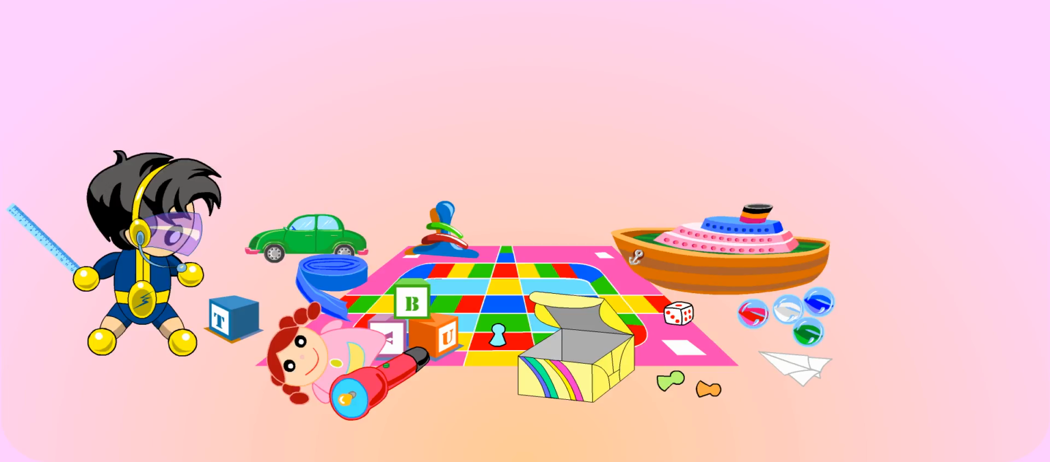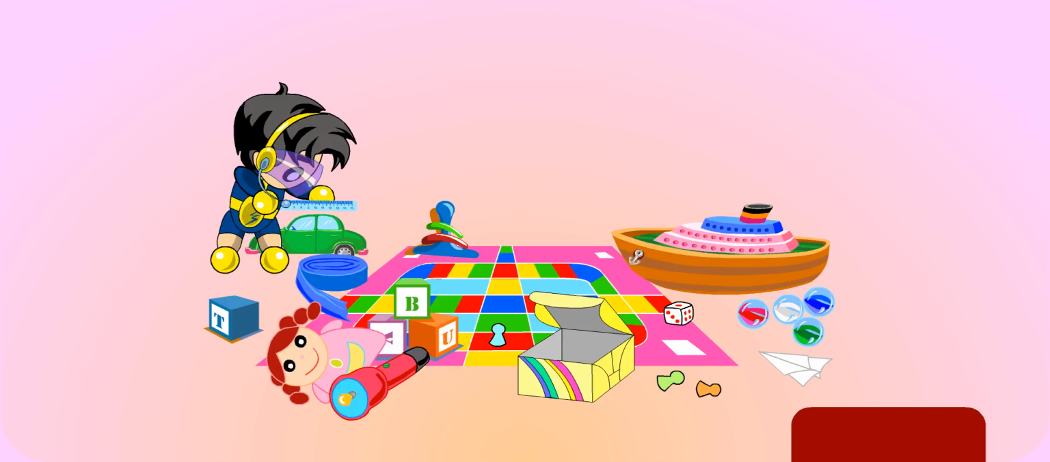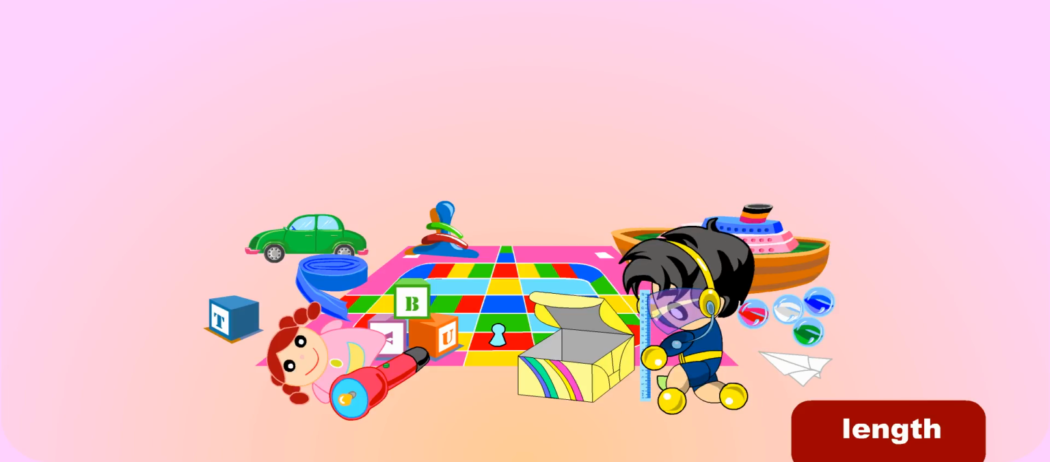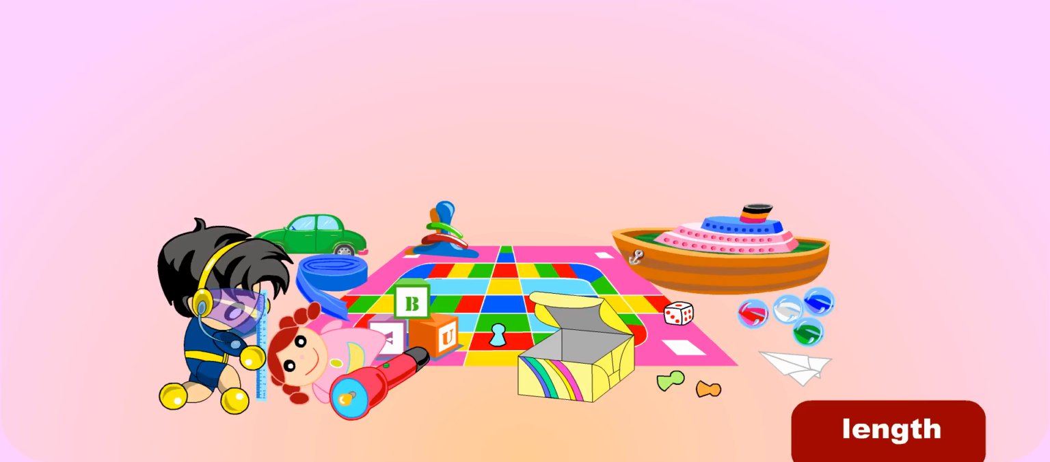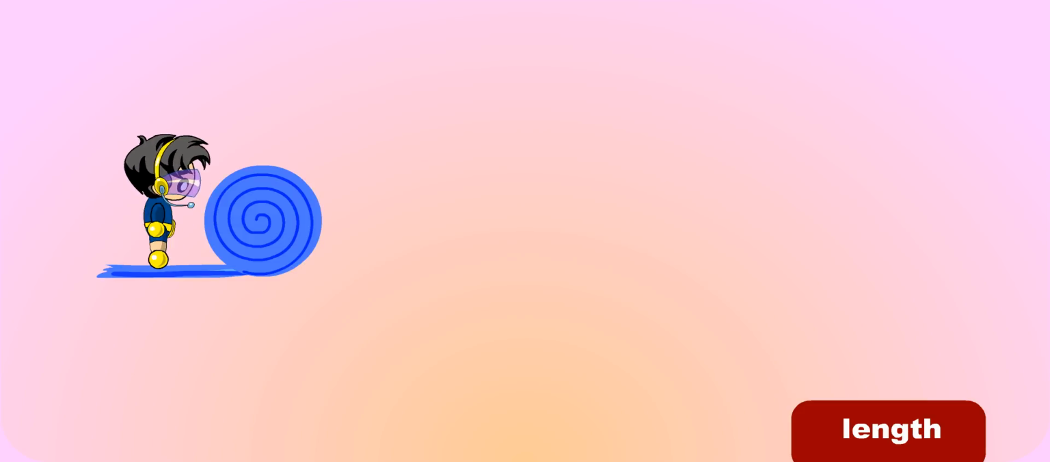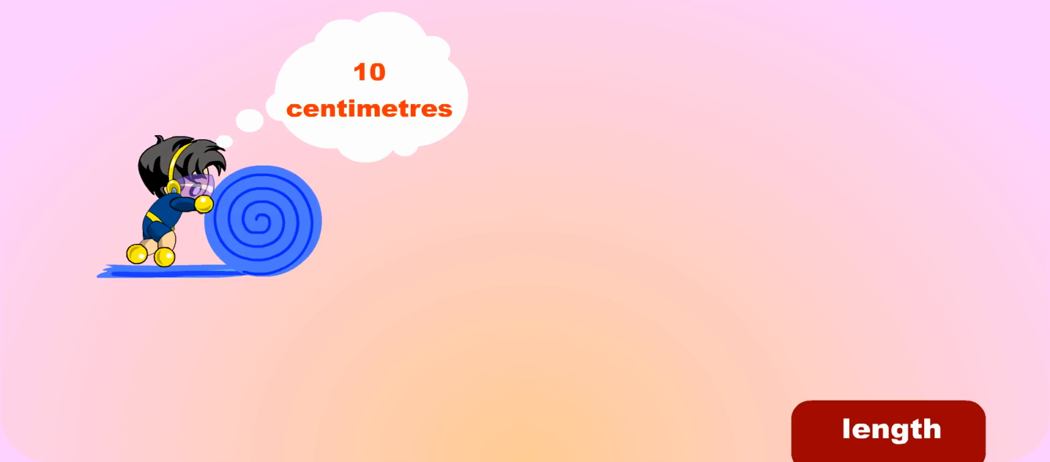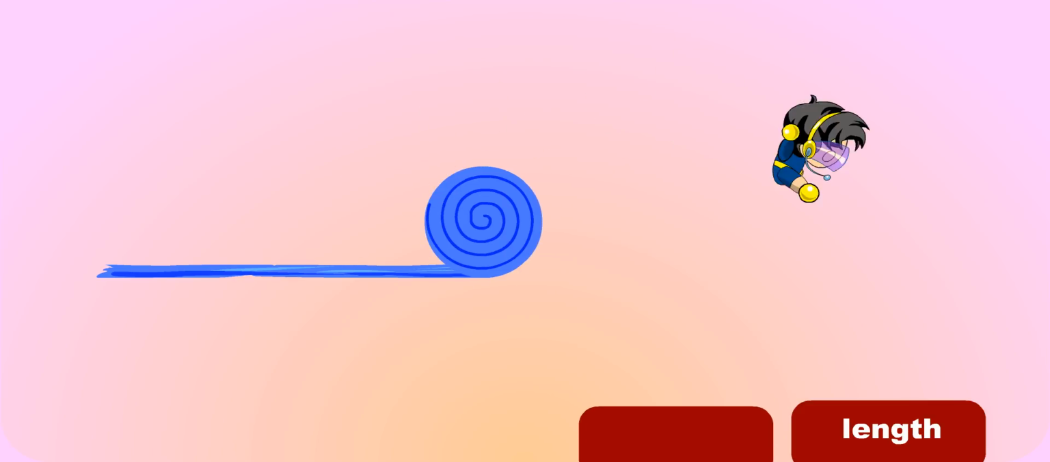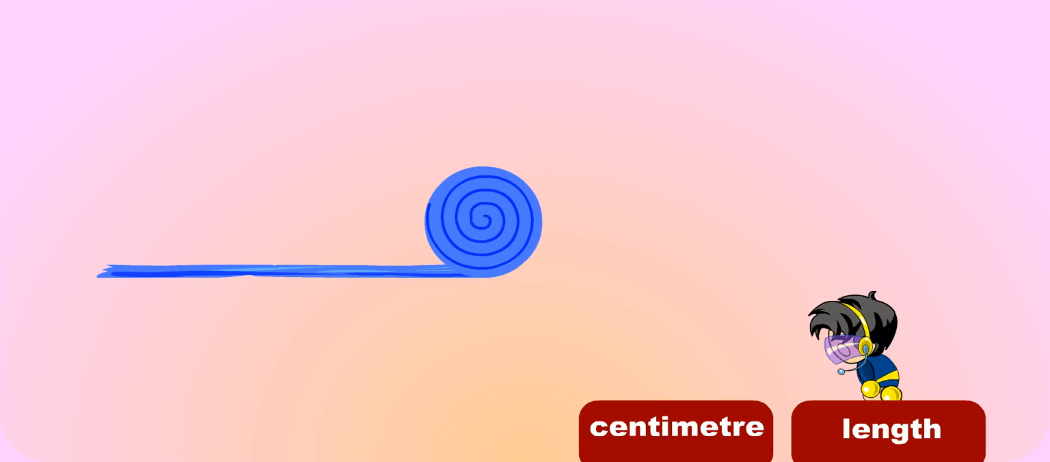Today, we are going to learn more about measuring length of objects. I know how to do that. Just tell me what you want to measure and I'll do it. Well, I need 10 centimeters of this ribbon to make a bow. 10 what? 10 centimeters or 10 cm.